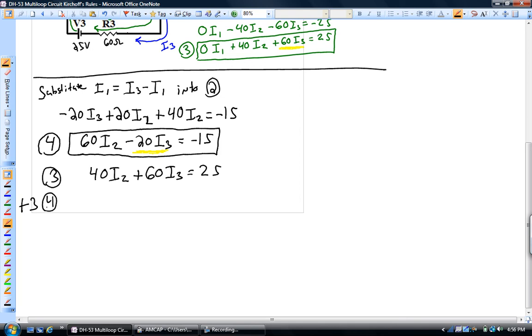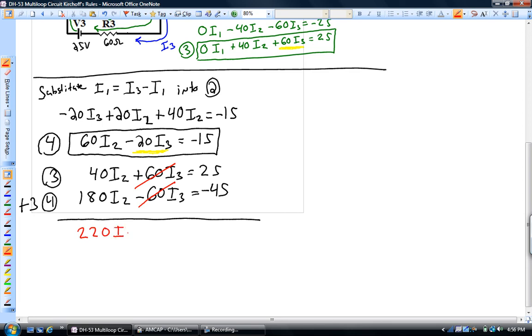And then what I'm going to do is I'm going to take plus 3 times this equation 4 that we just found. 3 times 60 is 180, so that's 180 I2. 3 times minus 20 is minus 60, which is the reason we're doing this, so that we can eliminate this I3 term. But if we multiply the left side by 3, you have to multiply the right side by 3. So negative 15 times 3 is negative 45. And then I'm going to add those together. Notice these cancel out.